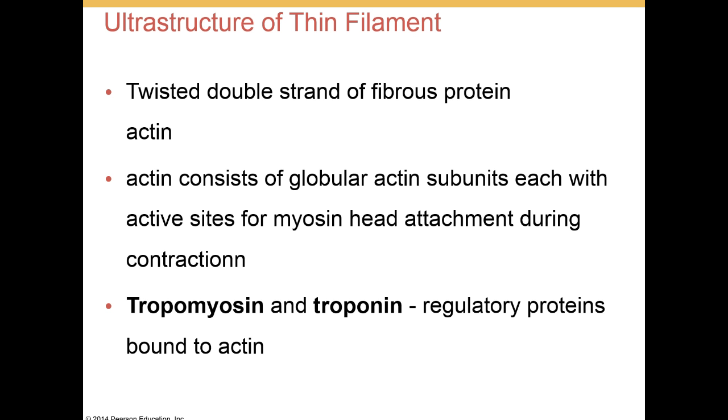But there are two other proteins found on the thin filament. That is troponin and tropomyosin. Troponin and tropomyosin are regulatory proteins that bind to the actin. They are what will inactivate the muscle fiber. When they cover actin's myosin binding sites, that stops contraction. If those binding sites are exposed, contraction can occur.